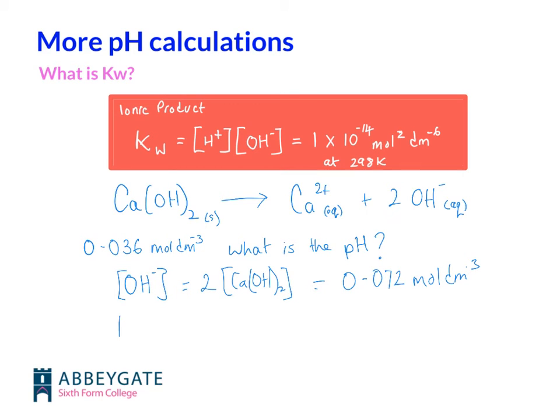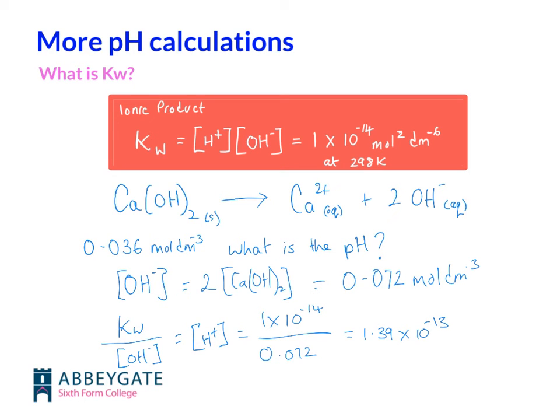And therefore my hydrogen ion concentration, which is the next step, so I need to do Kw divided by the hydroxide ion concentration, is going to give me the hydrogen ions. So therefore I'm going to do 1 times 10 to the minus 14 divided by 0.072. And after plugging that into the calculator, I get an answer of 1.39 times 10 to the minus 13.